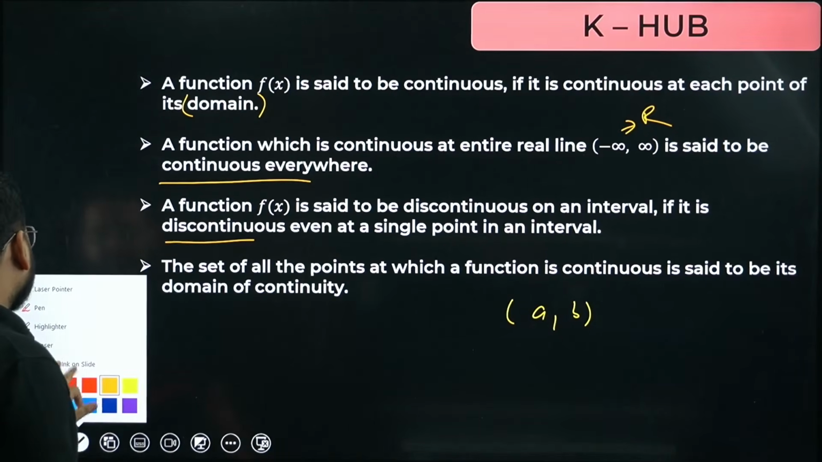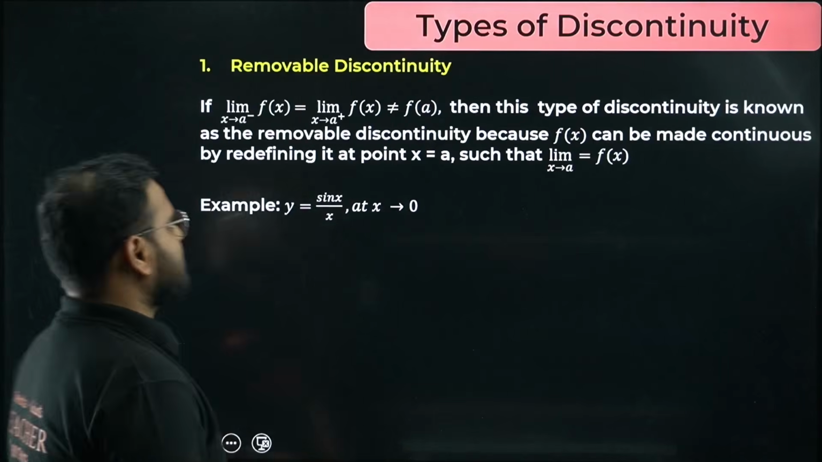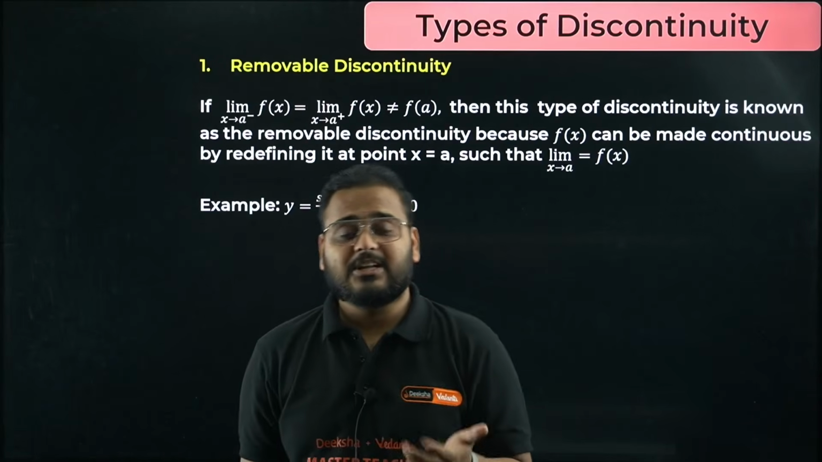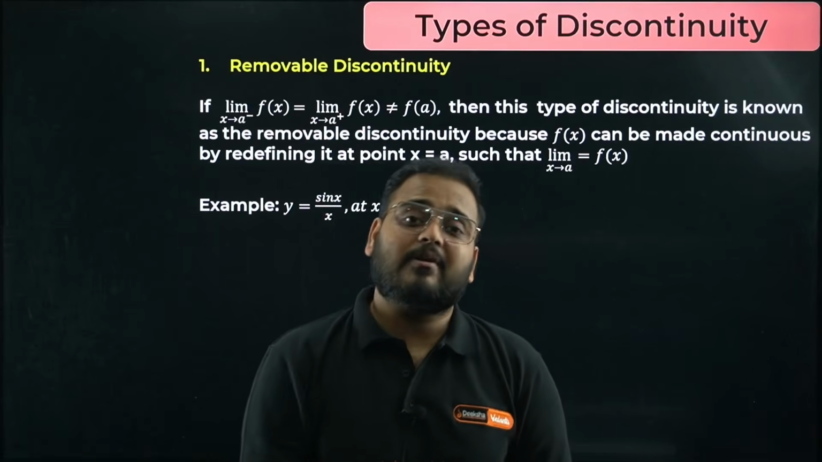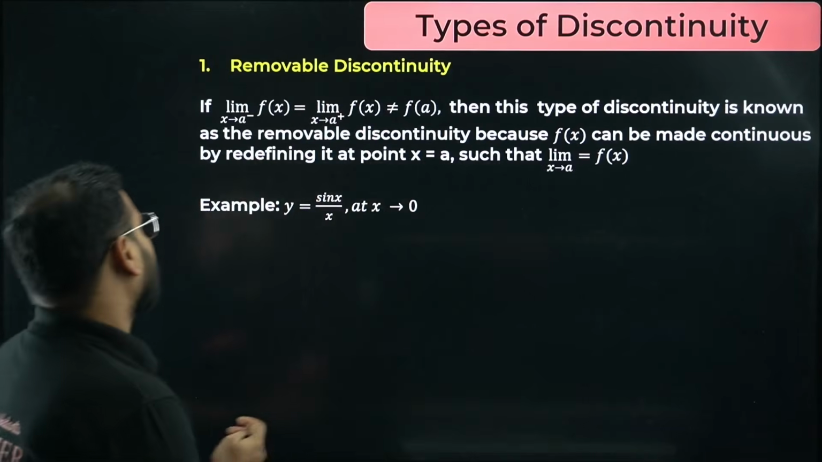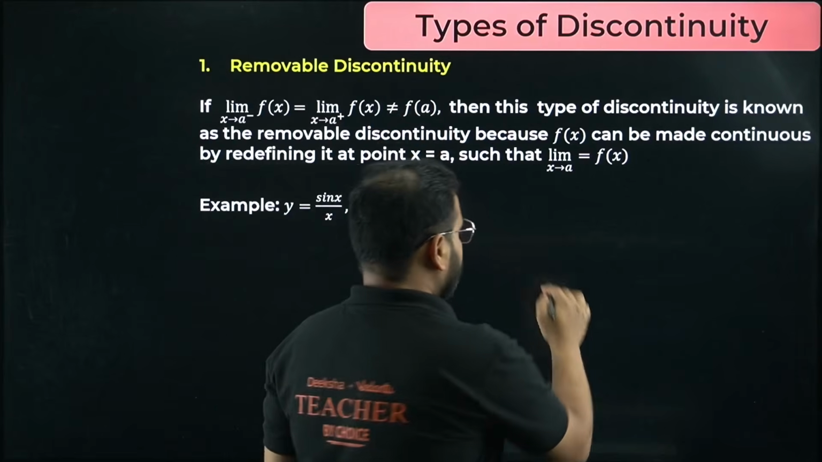Not very difficult things to understand, but very relevant to us. Now we have types of discontinuity. In that we have removable and non-removable types of discontinuity. So we have learned one thing already.